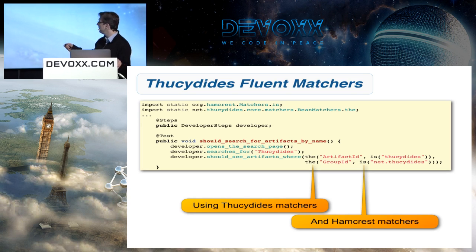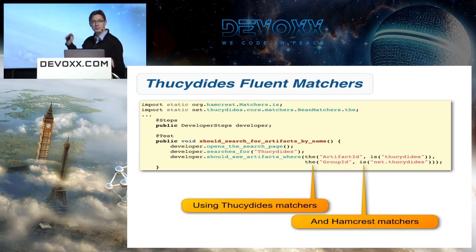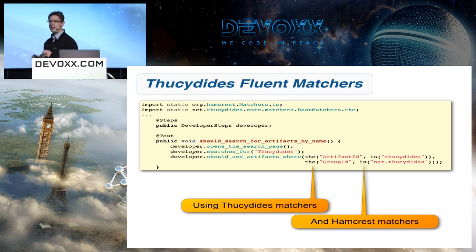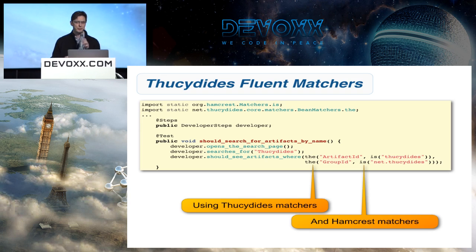Here we've got an example. We're testing the Maven search page, which should search for artifacts by name. It opens a search page, searches for Thucydides, and should see artifacts where the artifact ID is Thucydides and the group ID is net.thucydides. You'll notice we've got this static method. That's where the magic happens. The rest of it is a Hamcrest search.